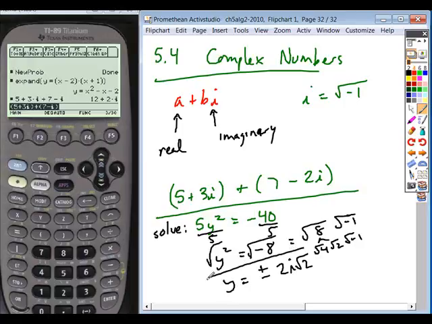Again, please go ahead and write your answers when you enter them online with the i's before the square root. So just write the square root as the very last thing that you can enter.